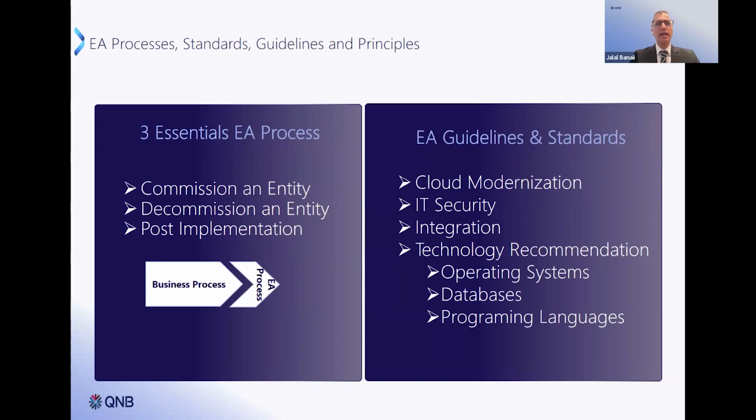For that, we shortlisted three enterprise architecture processes, which are mainly commissioning or decommissioning an entity. By entity, I'm talking about any architectural component. Could be an application, a server, a process, or a capability. We also defined a process focusing on changes, which we call the post-implementation process, triggered when we have a successful project or change delivery in the bank. It could cover commission or decommission essentially, but we separated those for cases of exceptions, covering all the scenarios.